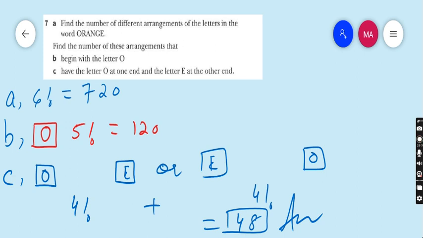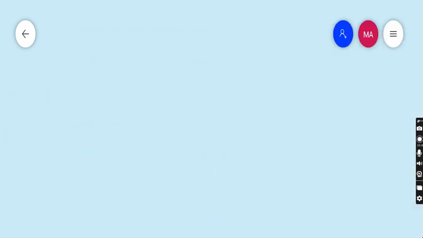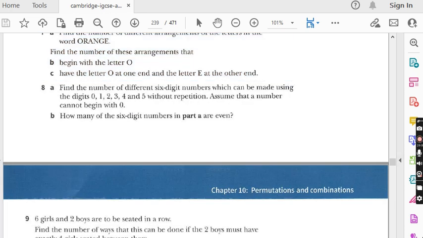So this is question number 7. Very important, very interesting from the examination point of view. Move to question number 8.